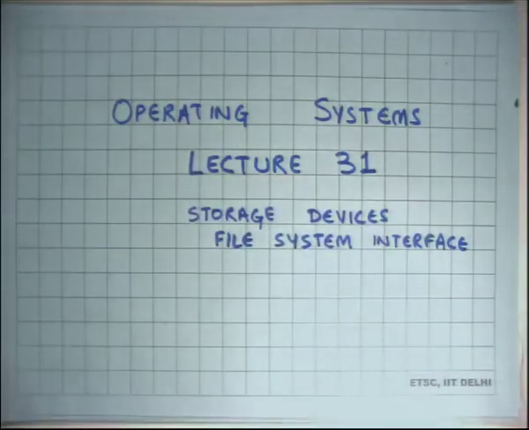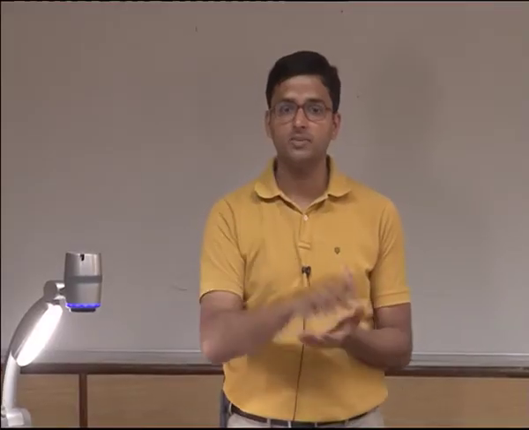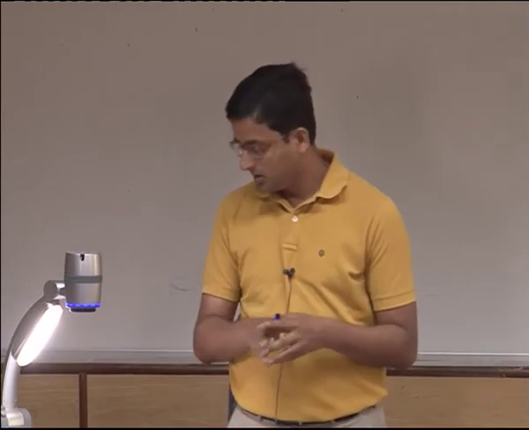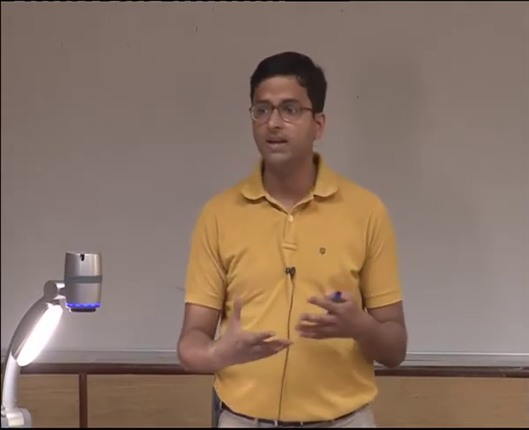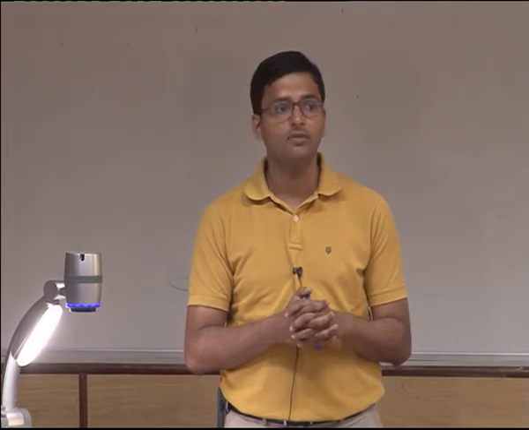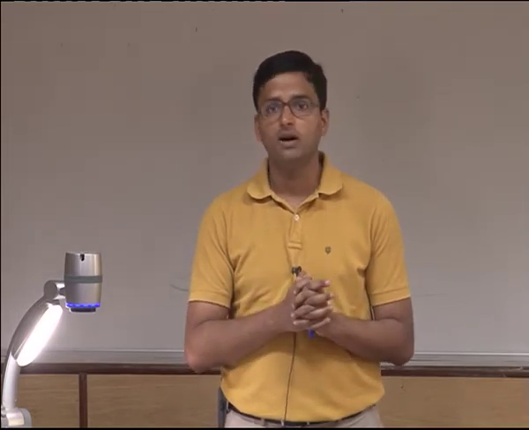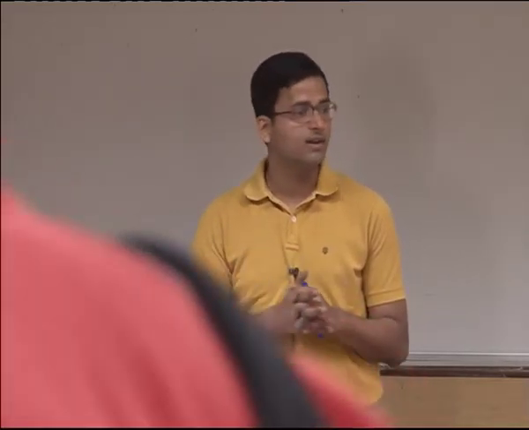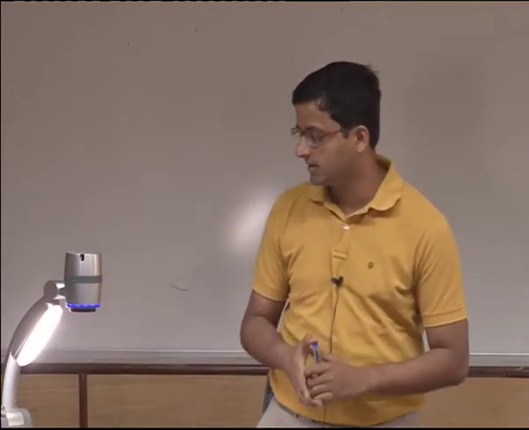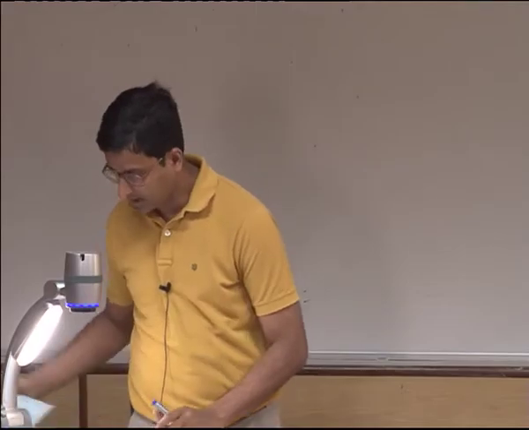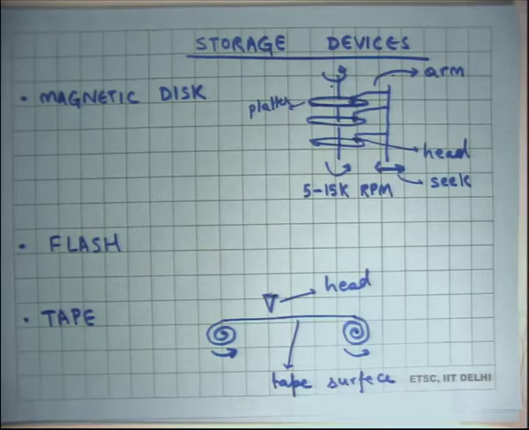Last time we were talking about the virtual memory subsystem and how a file can be mapped into the virtual memory address space and then accessed in a random access manner. But today we are going to look in more detail at exactly how a file is implemented using the current set of storage devices that we have, and then what the file system interface is in general. Right. So let's look at the storage devices.